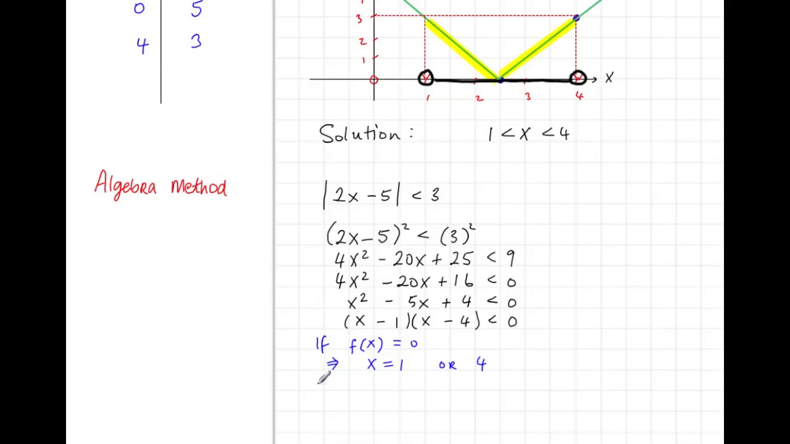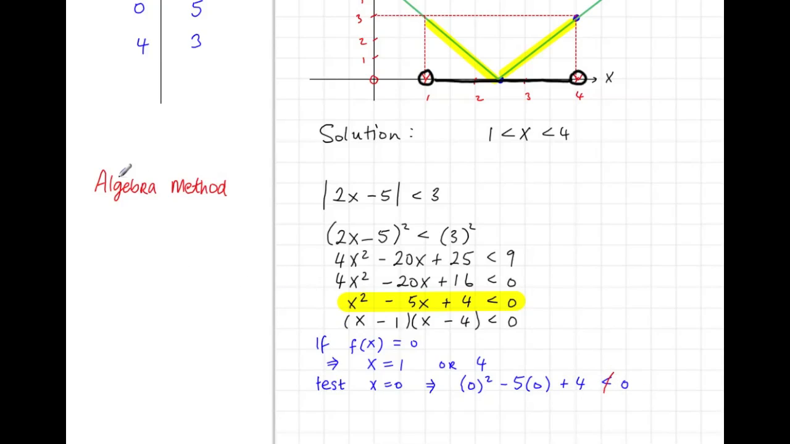Now what we do is we test whether the solution is inside or outside 1 and 4. So we put in x equals 0, that's just the simplest one to use, and we test it with the simplest inequality we have, which is this one here. So x squared minus 5x plus 4. If we sub in 0 for x there, we have 0 squared minus 5 times 0 plus 4. Now the value of this is plus 4, and plus 4 is not smaller than 0.